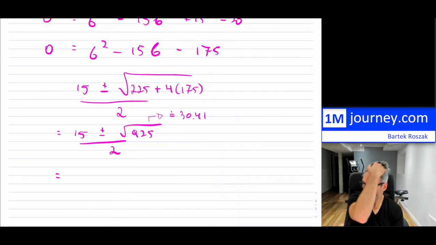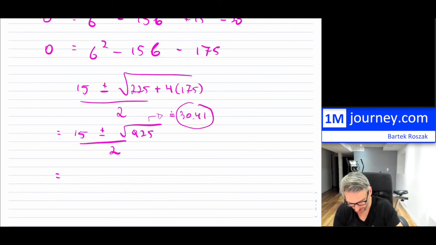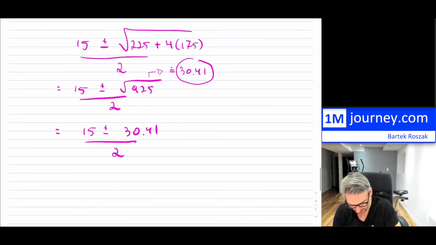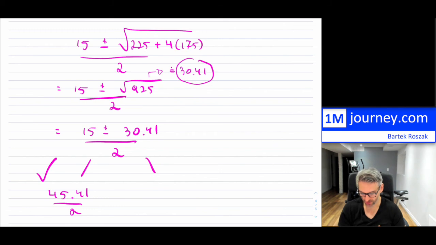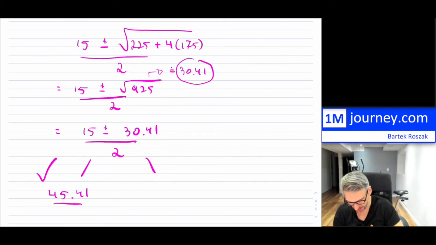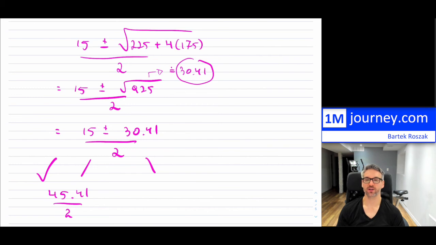All right, so welcome back. So this is what we have. Okay, so when we're solving the quadratic, hopefully I did it right. So we have 15 plus minus the square root of 925. And so that's positive. Now that equals approximately 30.41. So if we try to do this, it's going to give us two answers, right? We have a positive answer, which is going to be 45.41 divided by 2. So this is for sure an answer that can happen, right? We can certainly have a side which is positive.